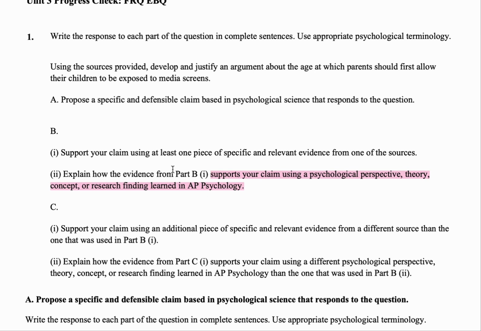And I also wanted to point out the key terms that we want to focus on, for example, propose, support, explain, right?